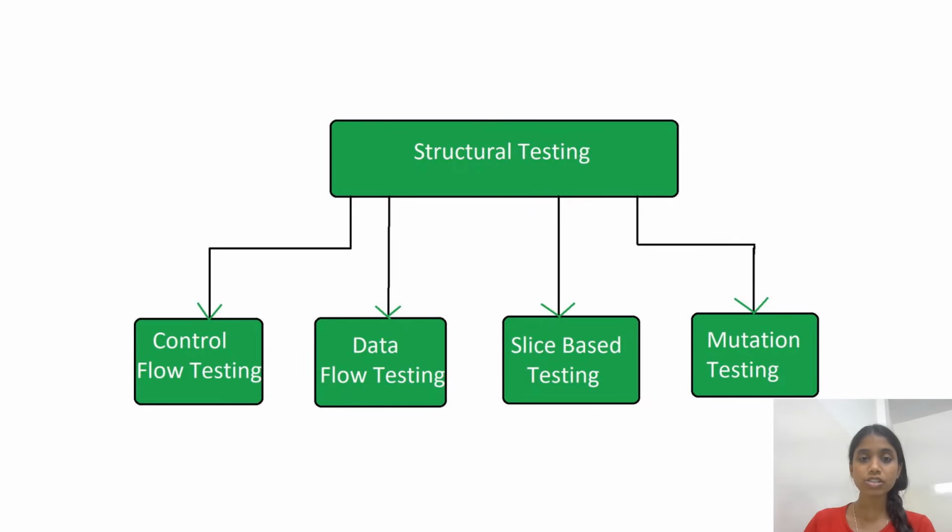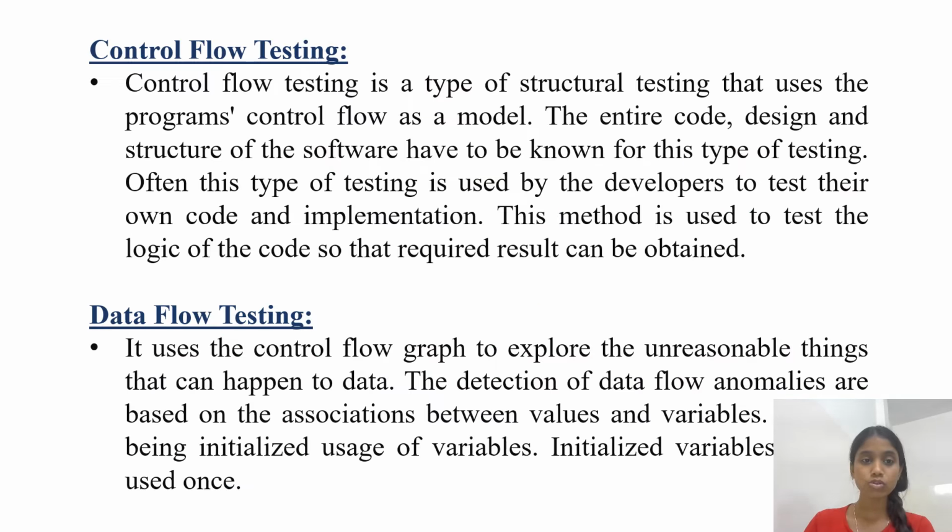Structural testing can be broadly divided into four types. The first one is control flow testing, the next is data flow testing, then slice based testing, and the mutation testing. So first of all, what is control flow testing? Control flow testing is a type of structural testing that uses the program's control flow as a model. So in control flow testing, we use the control flow of the program.